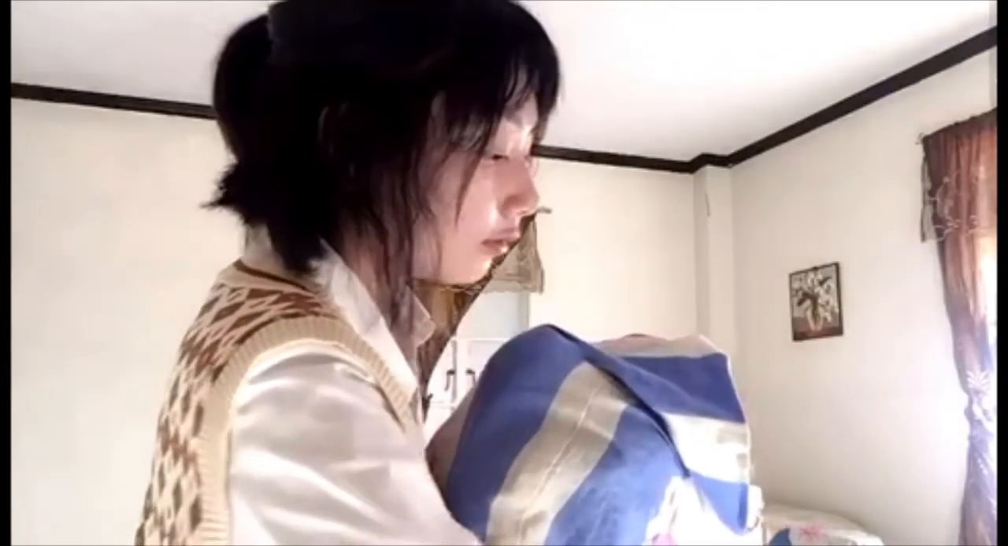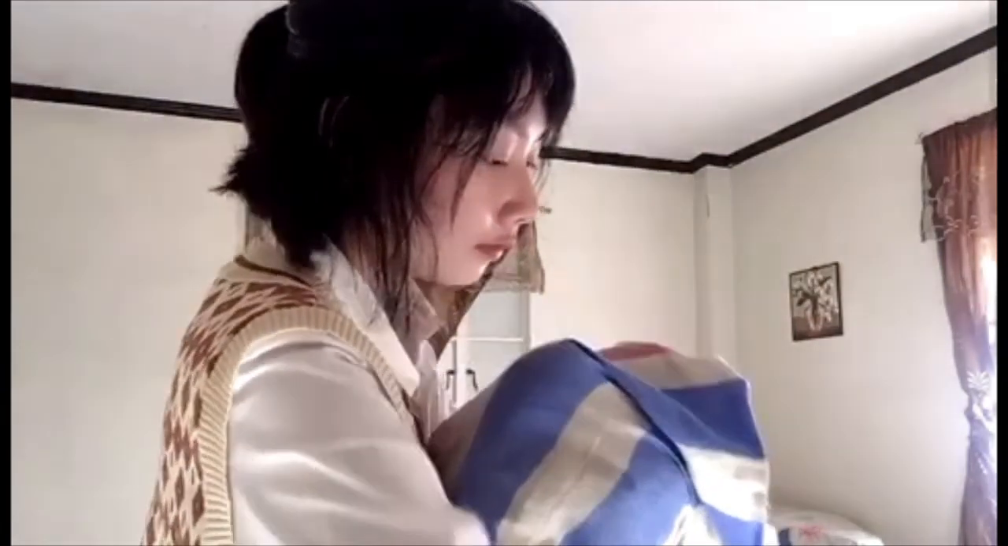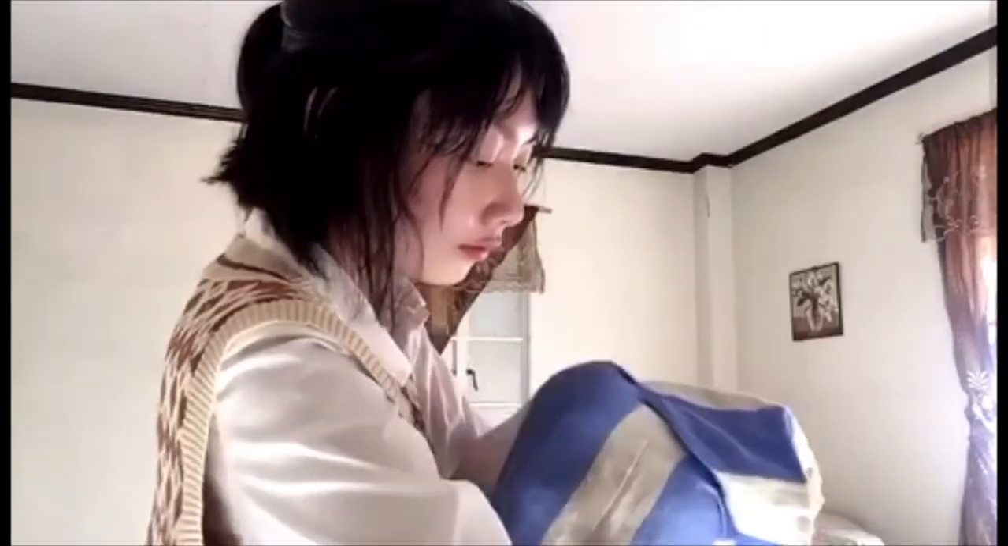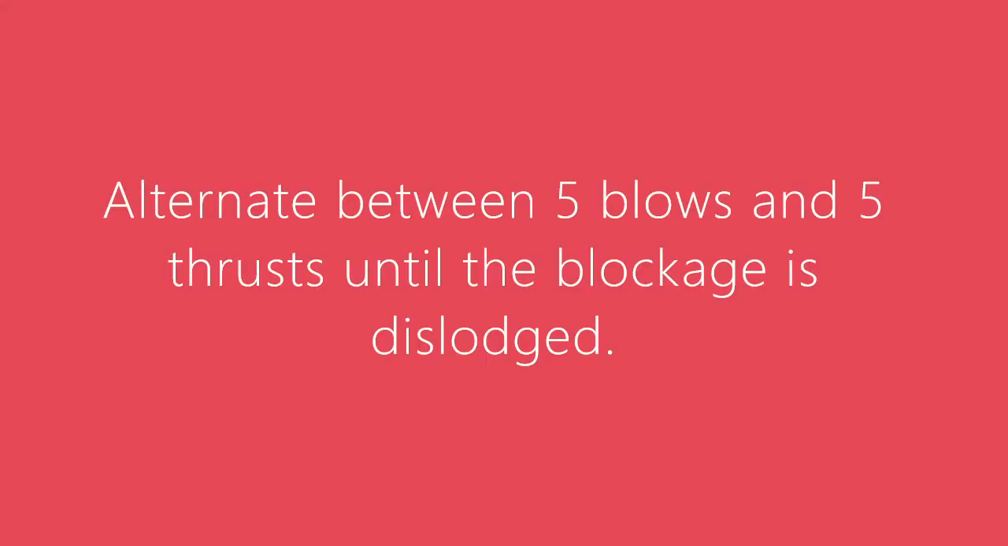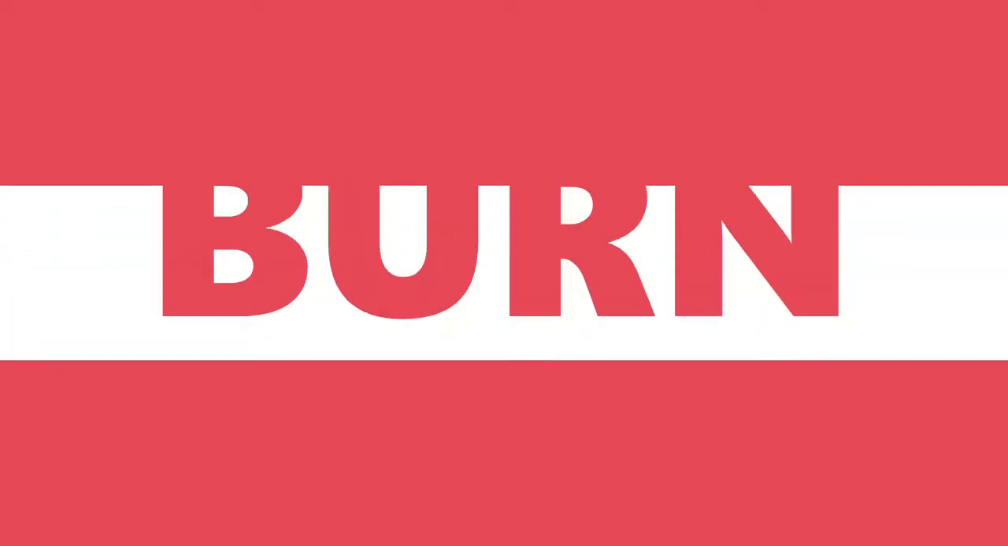Position it slightly above the person's navel. Grasp the fist with the other hand. Press hard into the abdomen with a quick upward thrust, as if trying to lift the person up. Alternate between 5 blows and 5 thrusts until the blockage is dislodged.